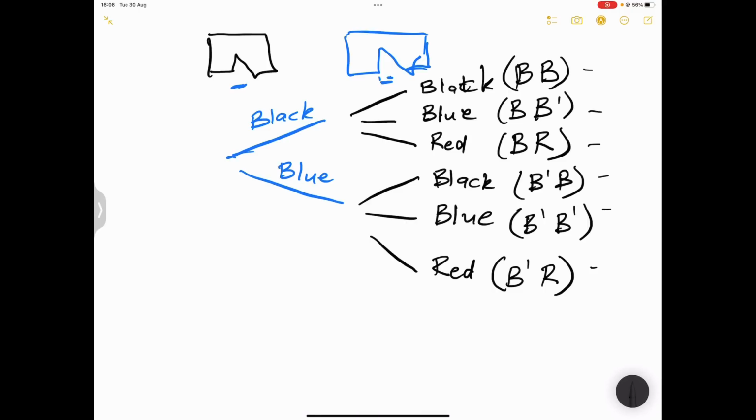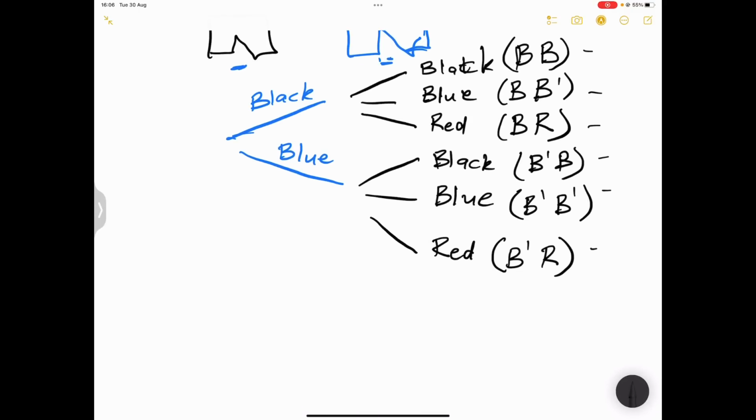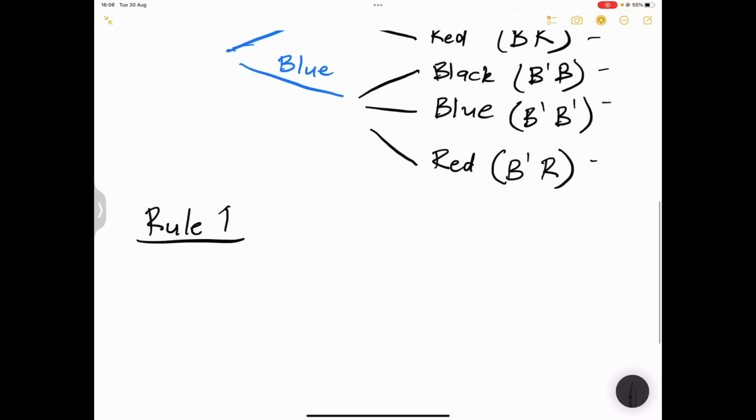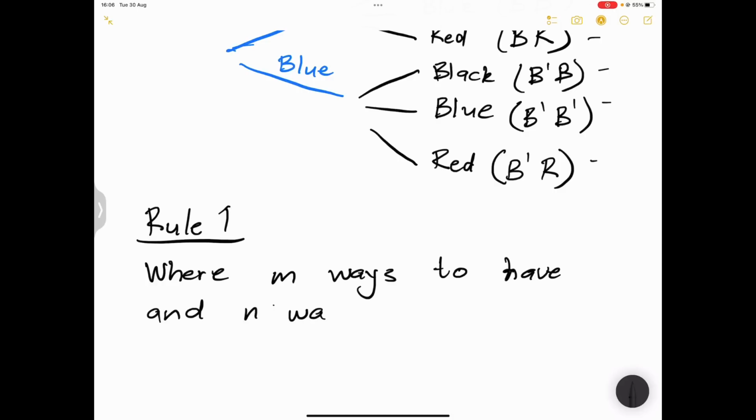So the number of combinations that we can make formulates what we call rule 1 of the fundamental counting principles. And rule 1 simply says, and I'm going to show you just now, where we have m ways to achieve one thing, and we've got n ways of another.